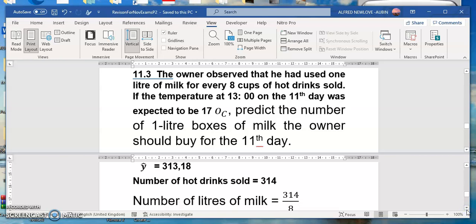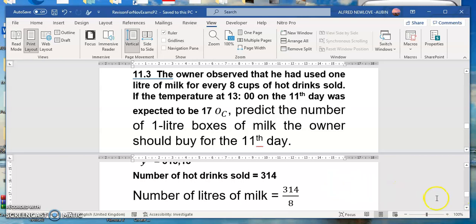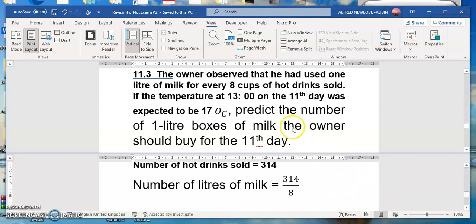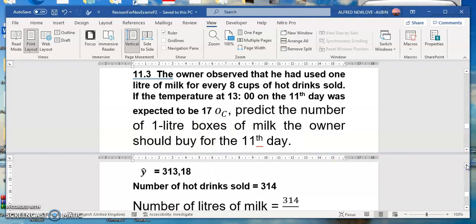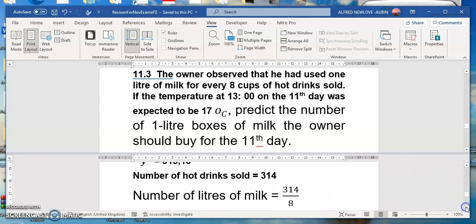Okay, but what do we actually want? What is the question saying? Predict the number of 1 liter boxes of milk the owner should buy. It's talking about what? 1 liter. Alright, so you divide it by what? 8, because if you check here, the owner observed that he had used 1 liter of milk for every 8 cups of hot drink sold. He used 1 liter of milk for every 8 cups. So 1 liter is equal to 8 cups.